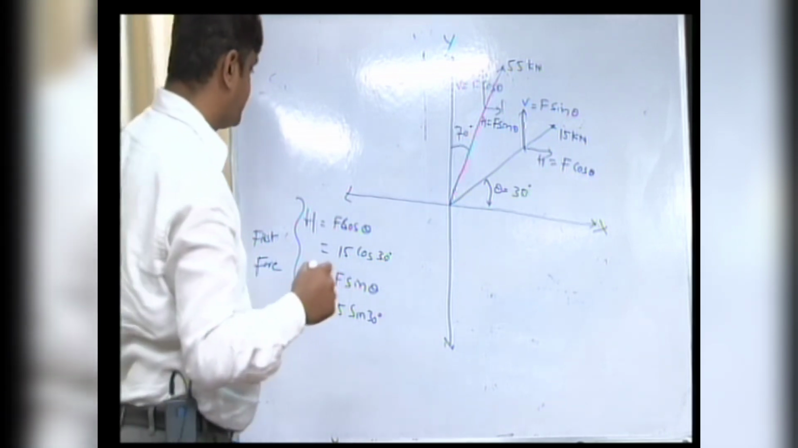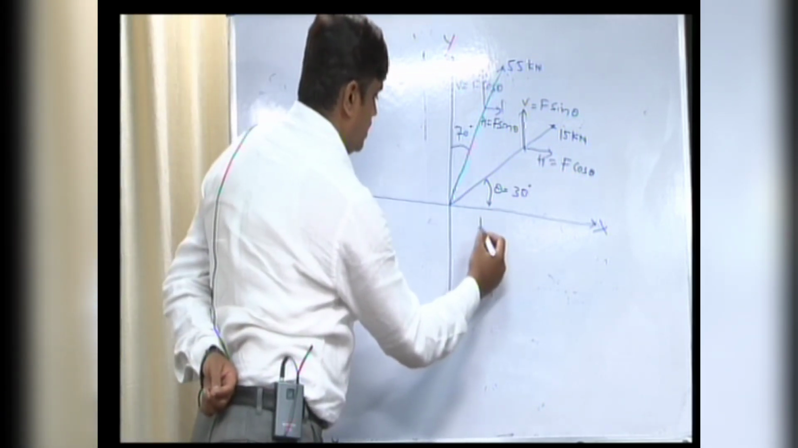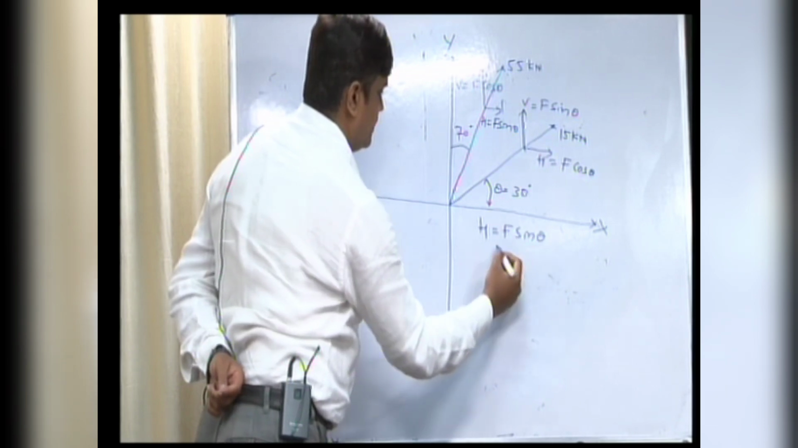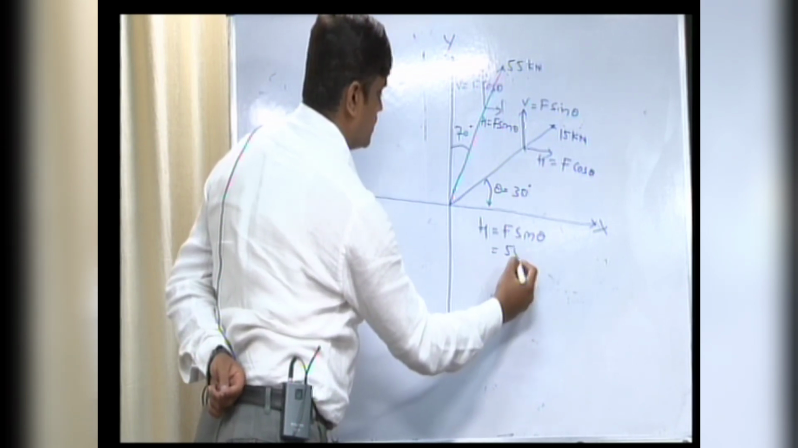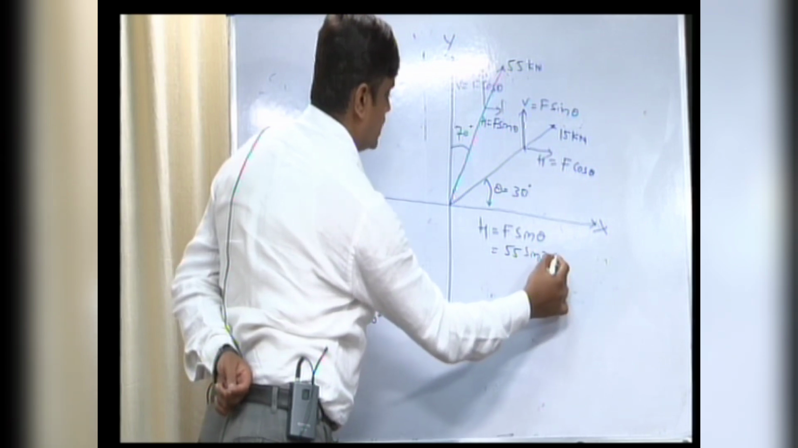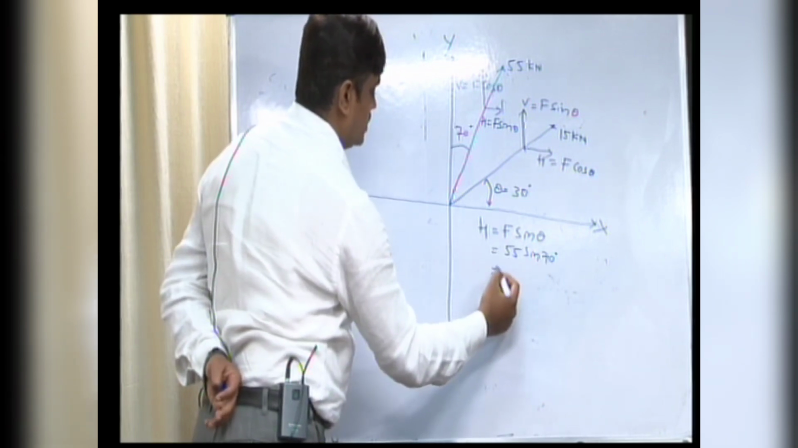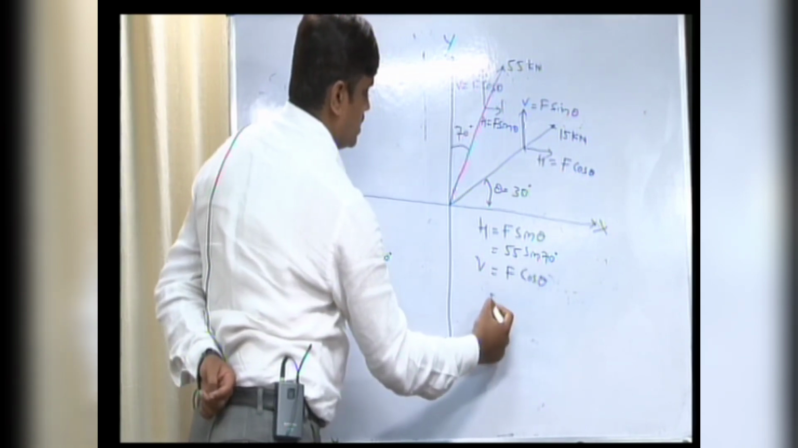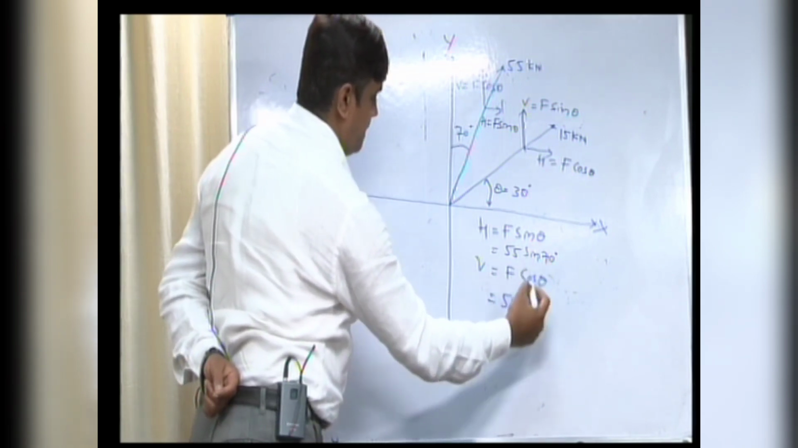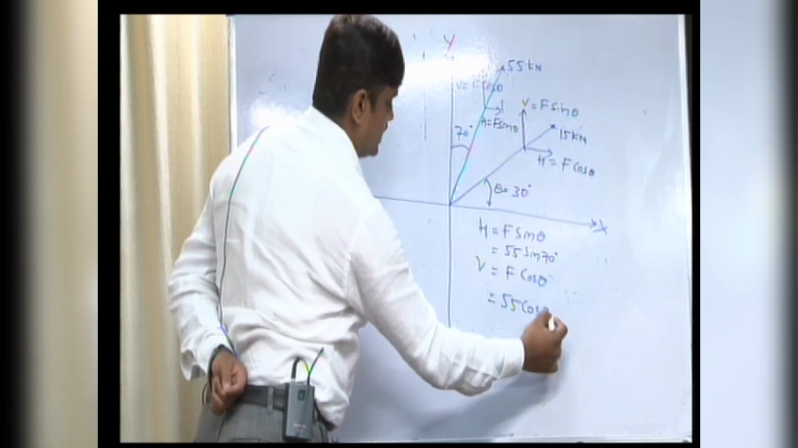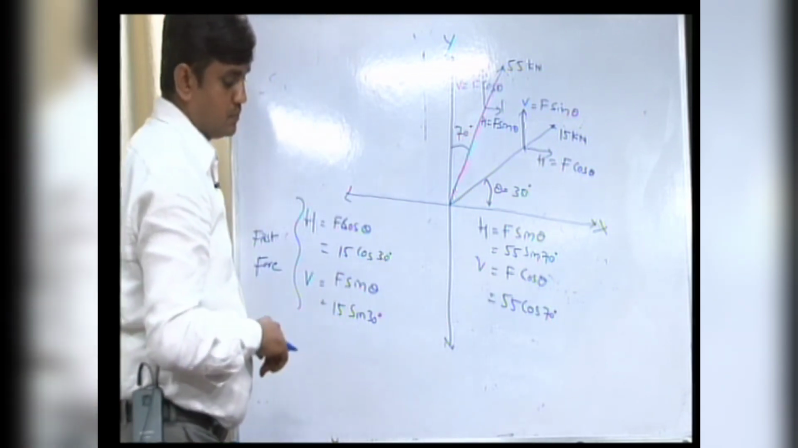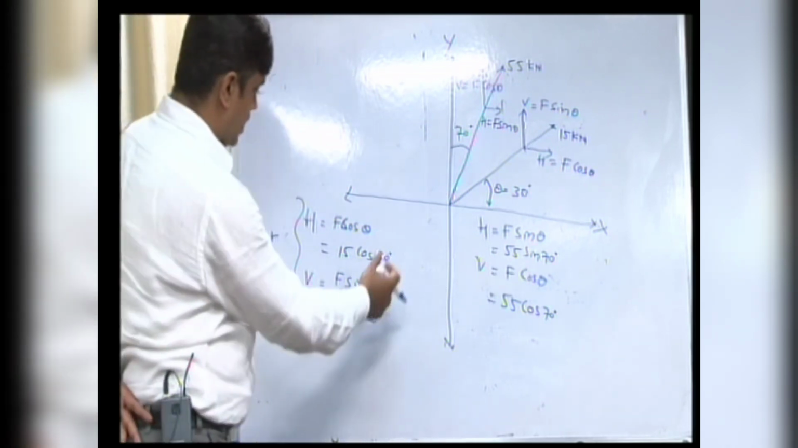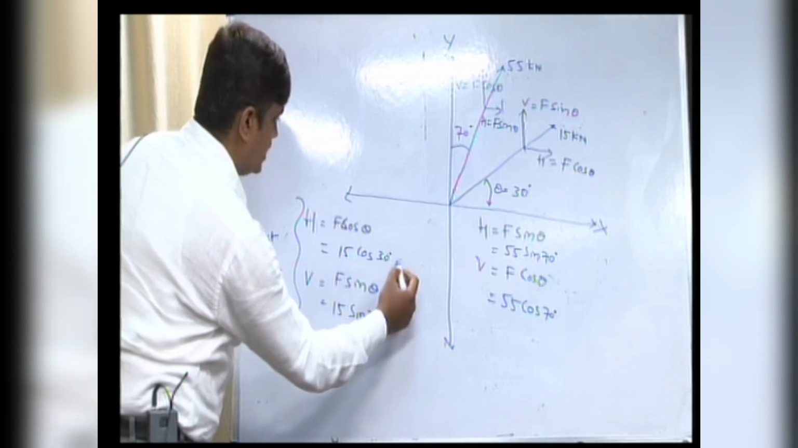The second one: h is equal to f sin theta. In the second force, f is equal to 55 sin 70 degree, and the vertical component is equal to f cos theta, that is 55 cos 70 degree. We can solve with this and get the answers.